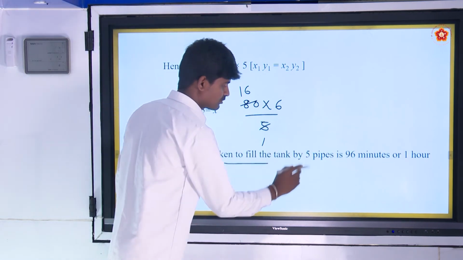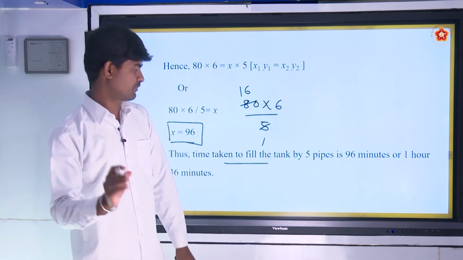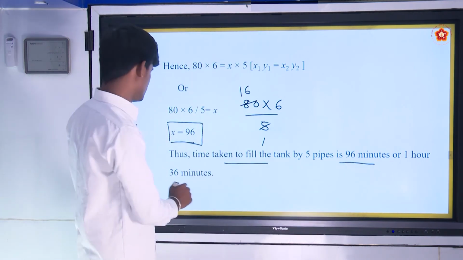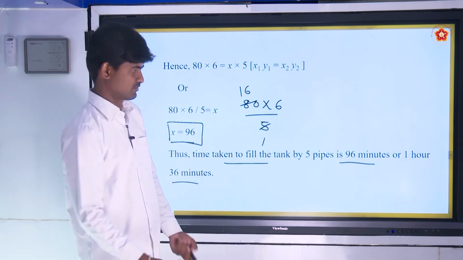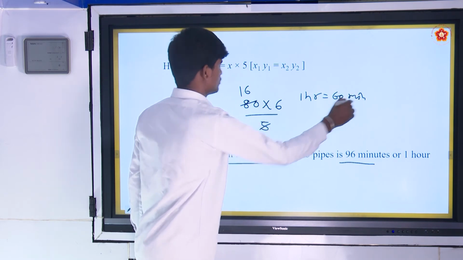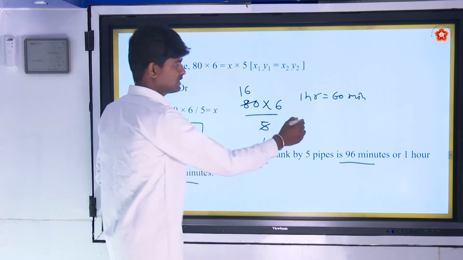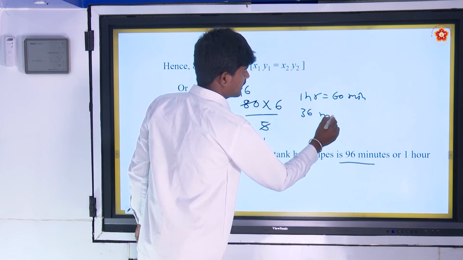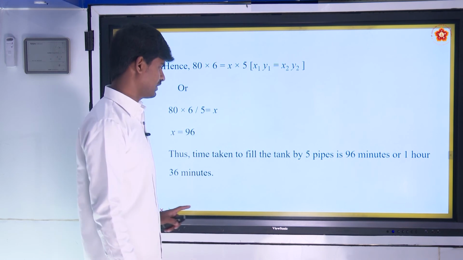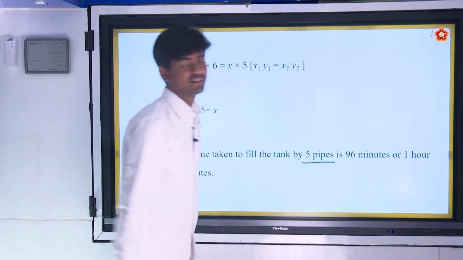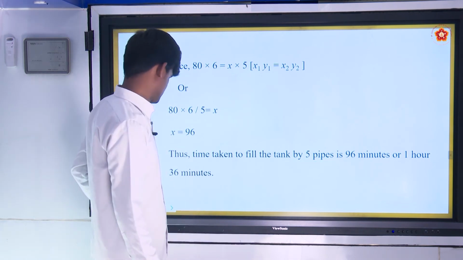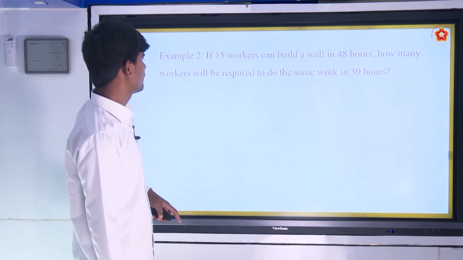Thus the time taken to fill the tank by the 5 pipes is 96 minutes, or 1 hour 36 minutes. We all know 1 hour is equal to 60 minutes, so it will take 96 minutes, that is 1 hour 36 minutes. By the 5 pipes it will take 96 minutes to fill the tank. We move on to the next problem.